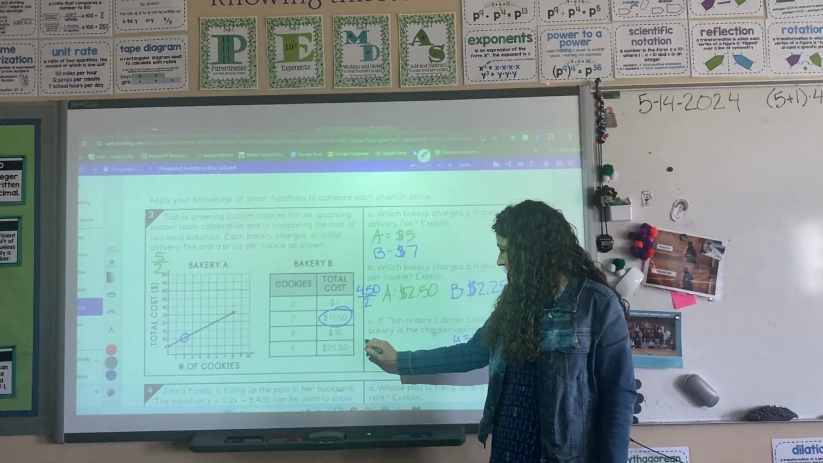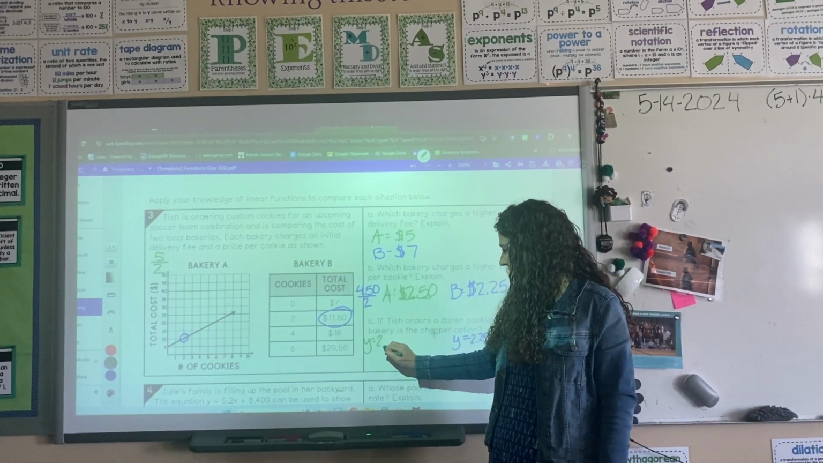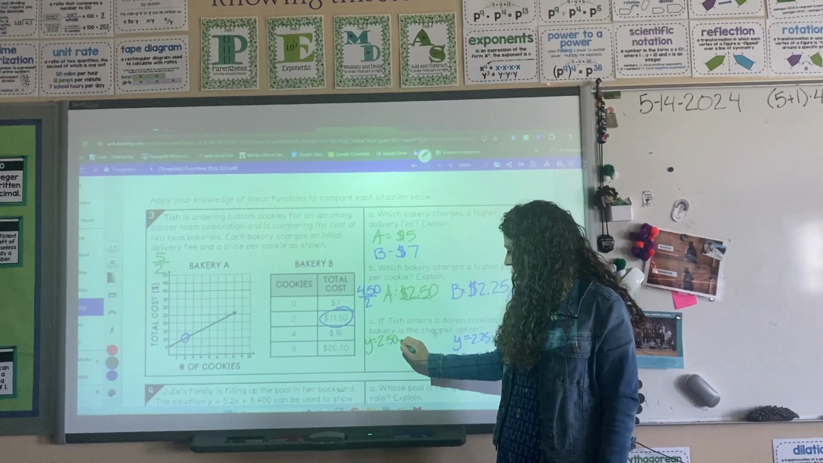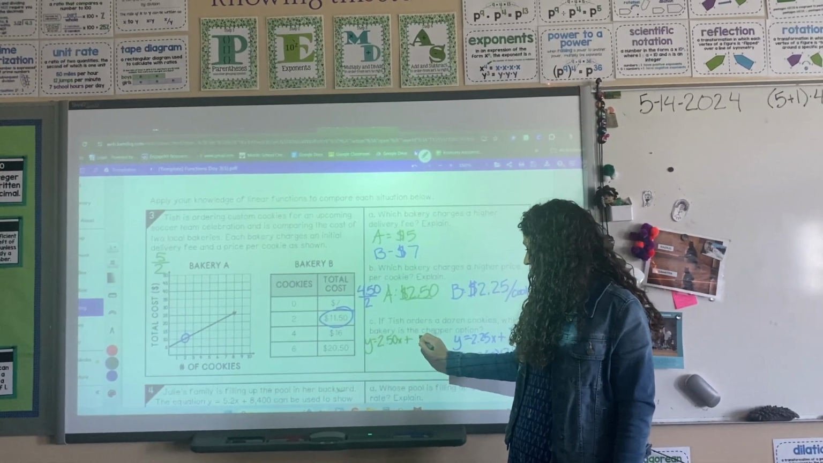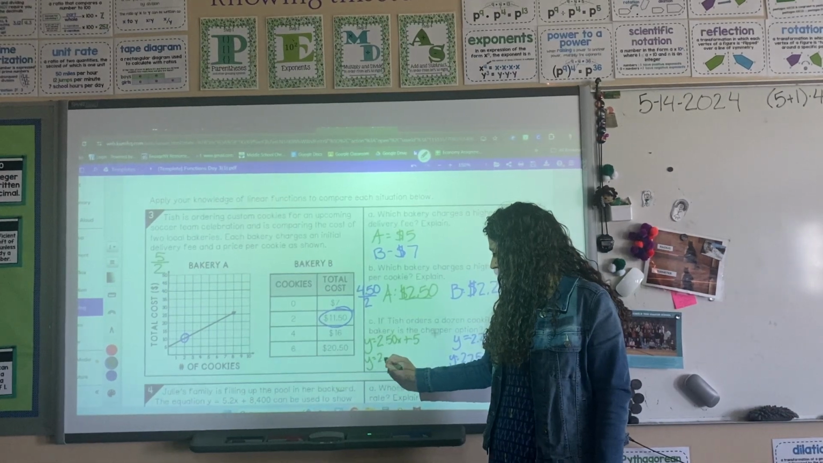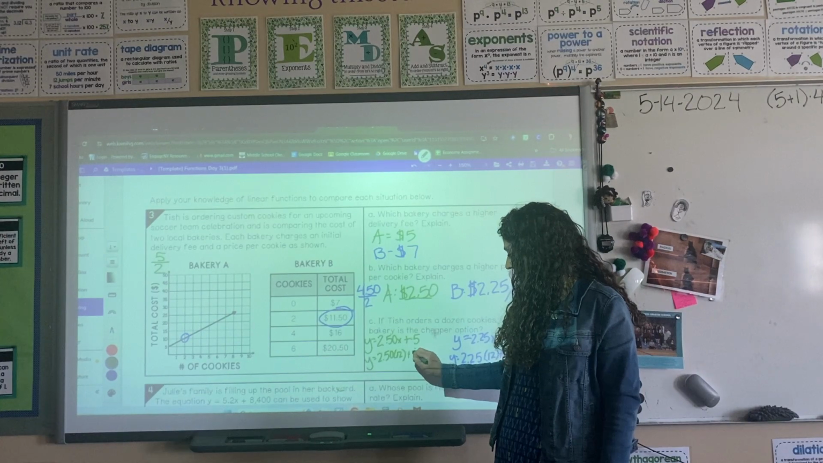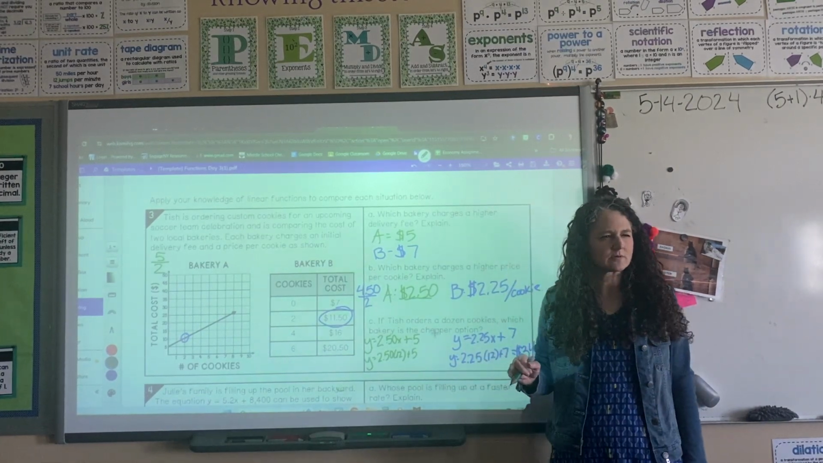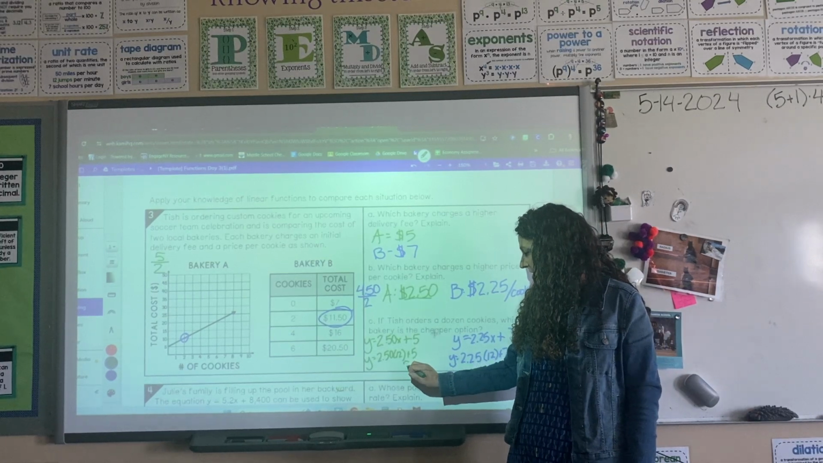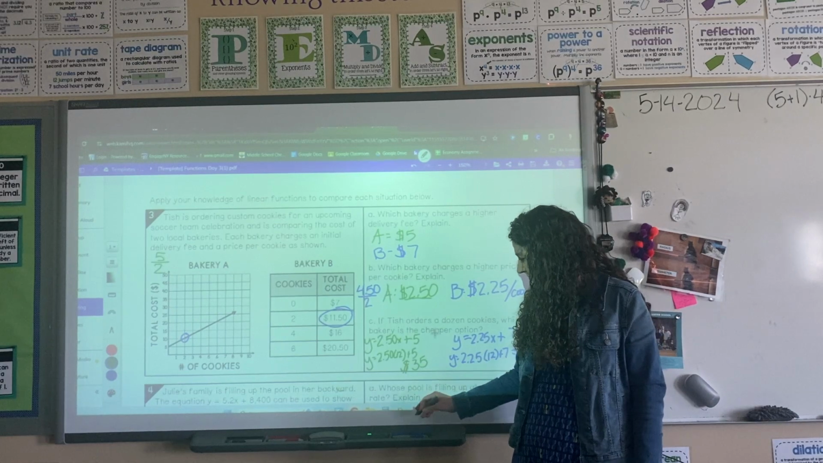So our total cost is the cost per cookie, which is $2.50, times the number of cookies, plus our delivery charge, which is 5. It's a lesser delivery charge. So Y is $2.50 times 12 plus 5. $2.50 times 12 is 30. What's 30 plus 5? 35. So for 12 cookies, it's going to cost me $35.